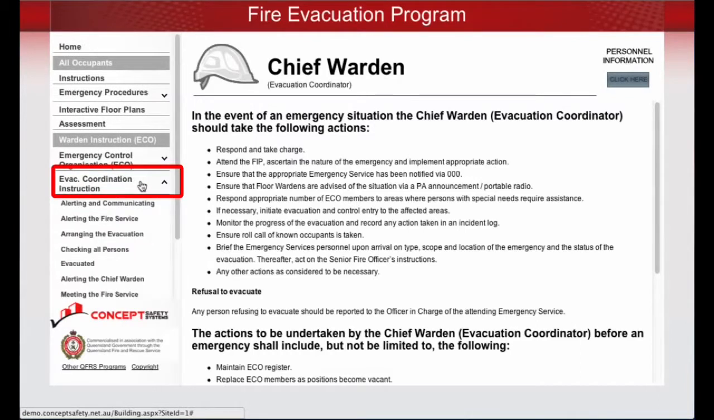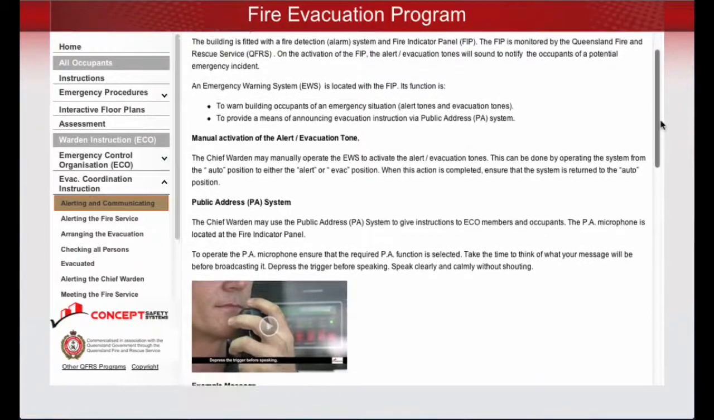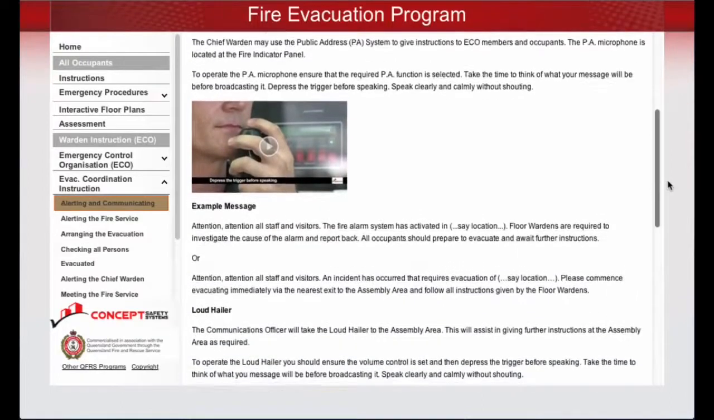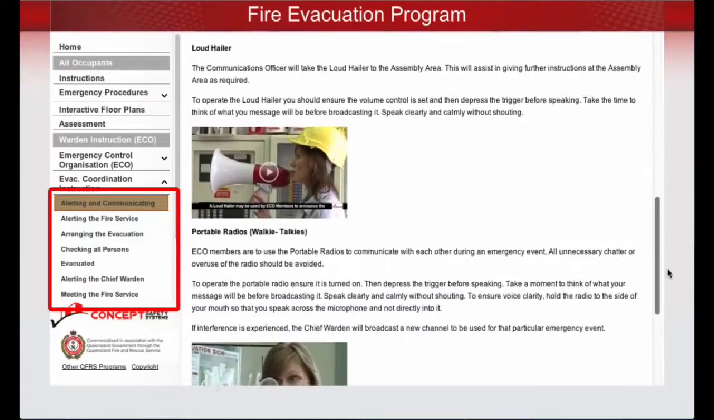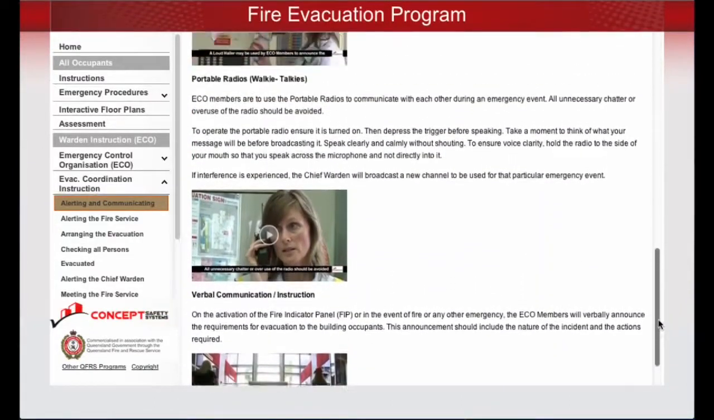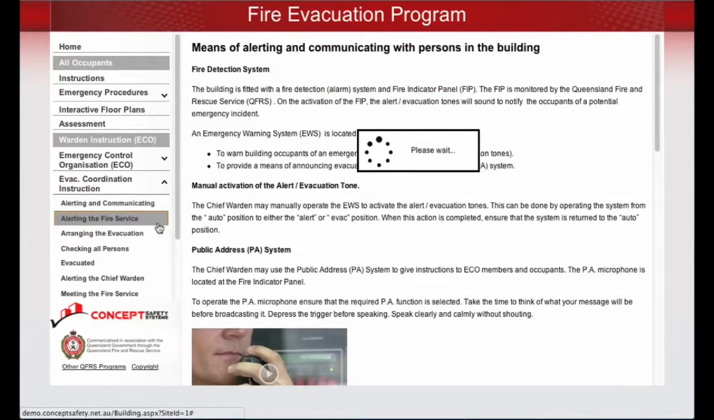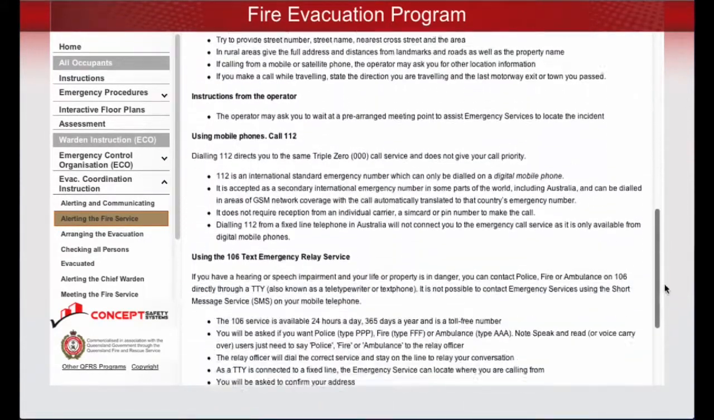To view site-specific evacuation coordination instruction, click the Evacuation Coordination Instruction button. This will allow you to view site-specific information relating to the procedures for each of the 6 evacuation coordination requirements. These 6 sub-buttons will give you information on how to alert and communicate with occupants, the methods for contacting the fire service, the procedures for evacuating occupants, etc. Some of these instructions may also include videos relative to that procedure.